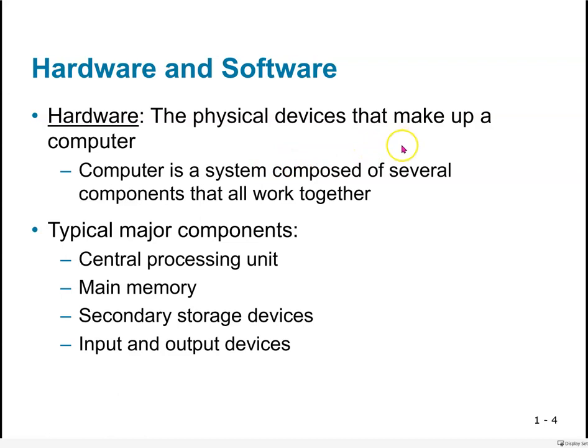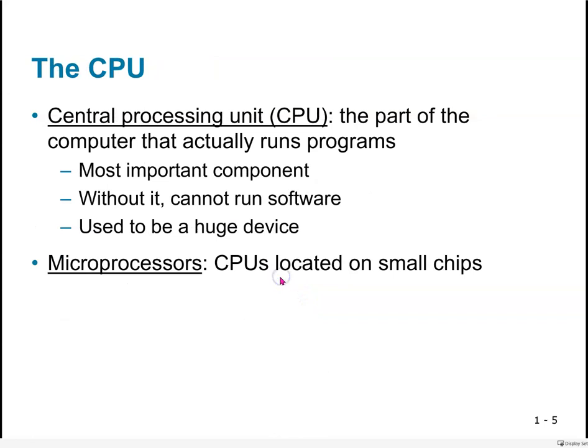Hardware is the physical devices that make up a computer. A computer is a system composed of several components that all work together. Typical major components include the central processing unit or CPU, main memory, secondary storage devices like hard drives, and input and output devices like printers, screens, keyboards, that sort of thing.